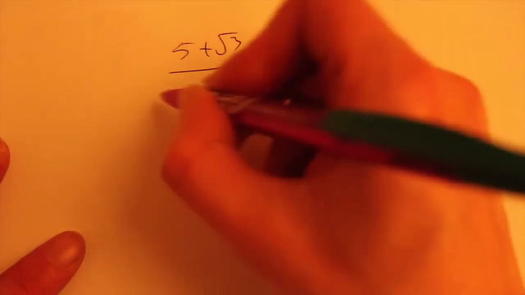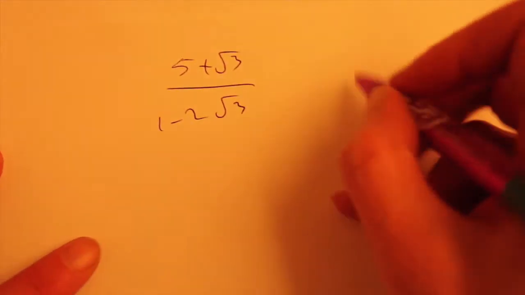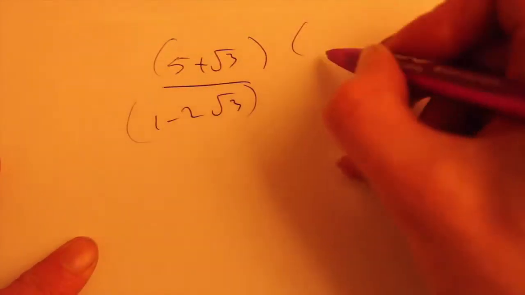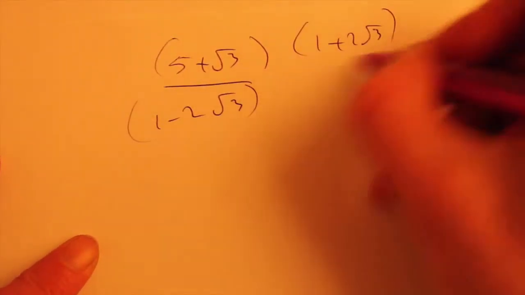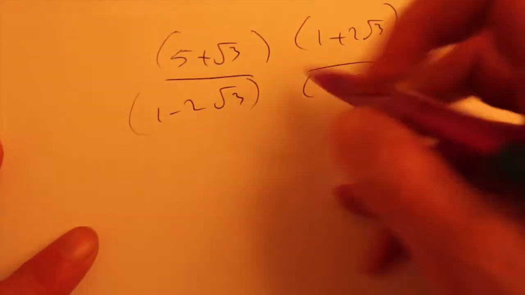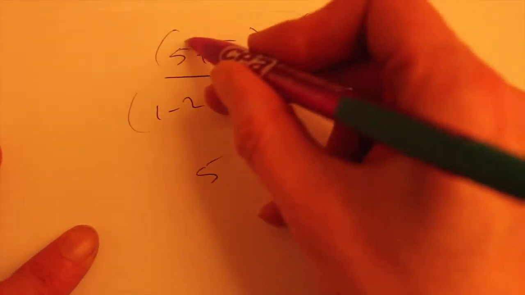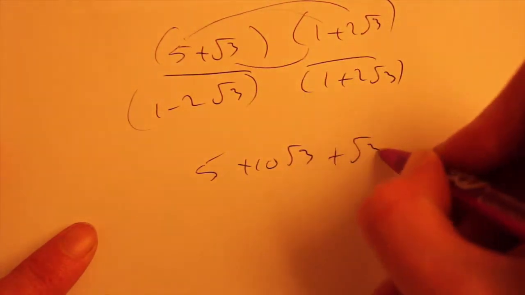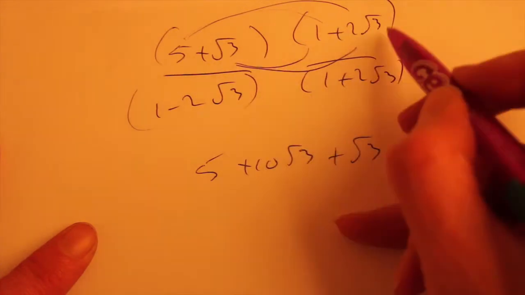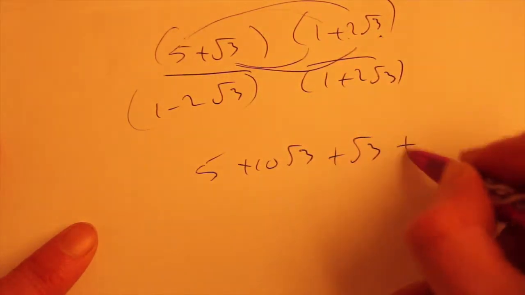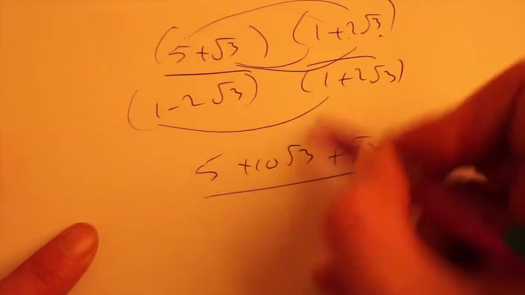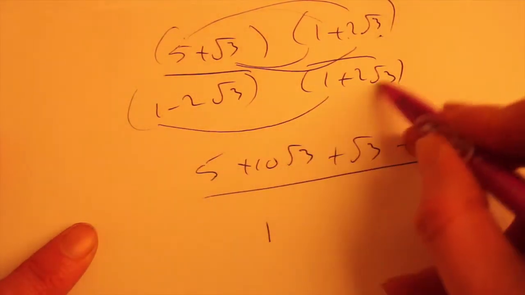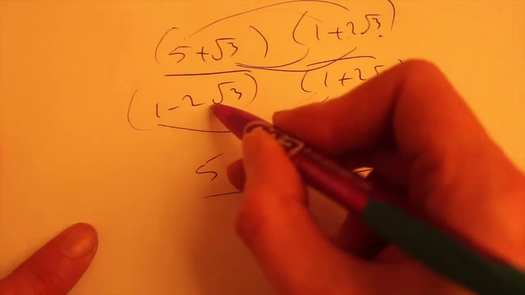First exam question we'll look at is from June 2013, and it's quite simply rationalising the denominator of that fraction there. Bracket everything, multiply it by 1 plus 2 root 3 over 1 plus 2 root 3. Multiply out the top, 5, add 10 root 3 plus root 3, and then that becomes root 9, which is 3. 3 times 2 gives you 6. Bottom line, 1.